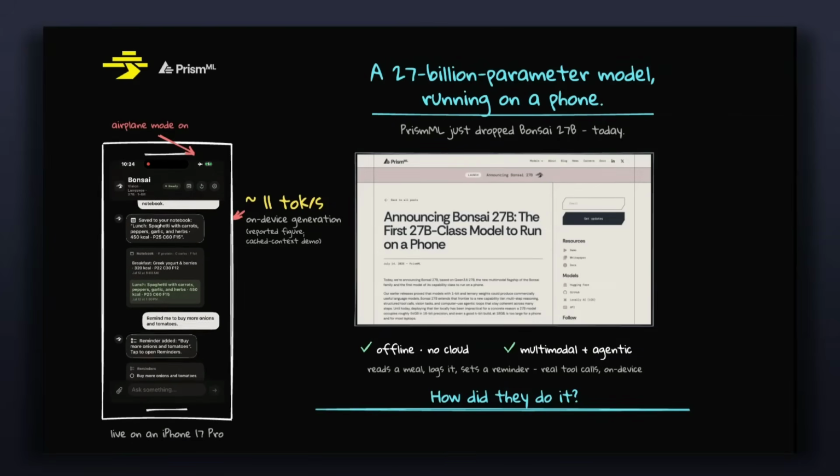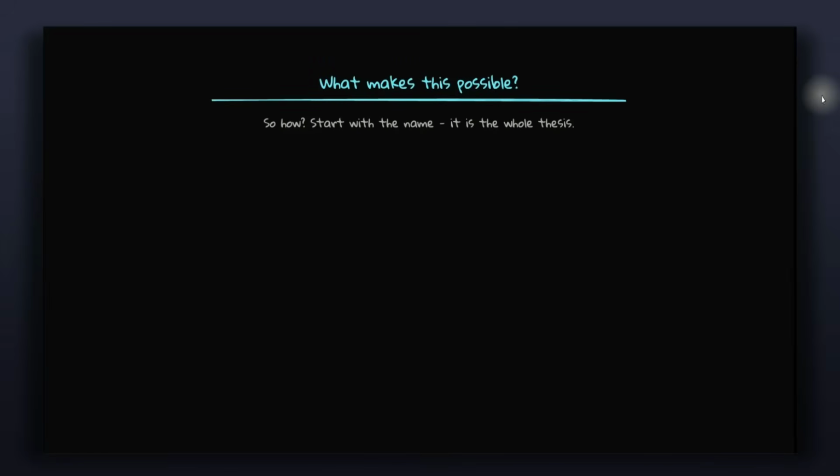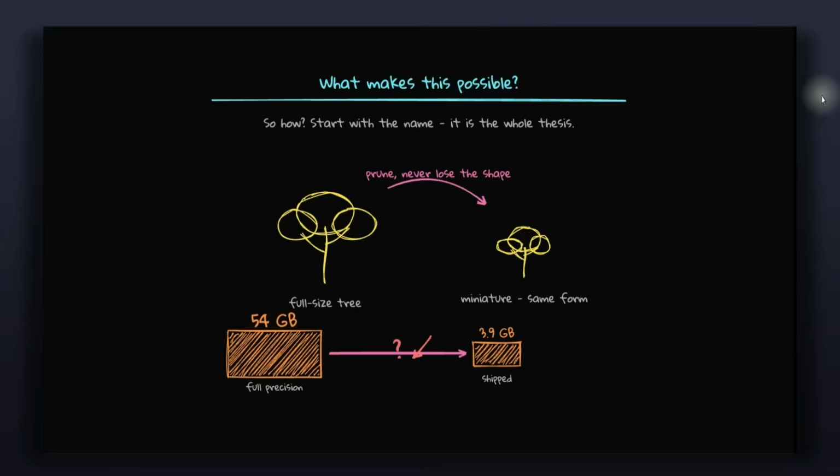Because the interesting thing is that they were able to preserve the quality of the model. Okay, so how exactly did they do it? The whole magic is in the name Bonsai. The idea is that you can create a miniature version of a tree of full size without losing its shape or structure. Now, in this case, they were able to bring down 54 gigabytes from full precision to 3.9 gigabytes.